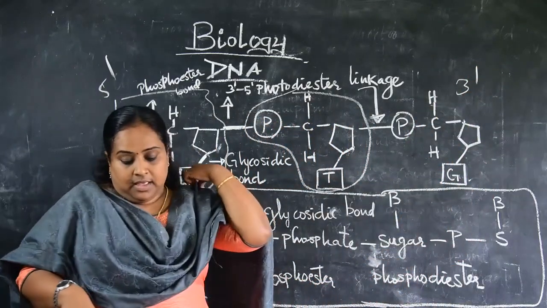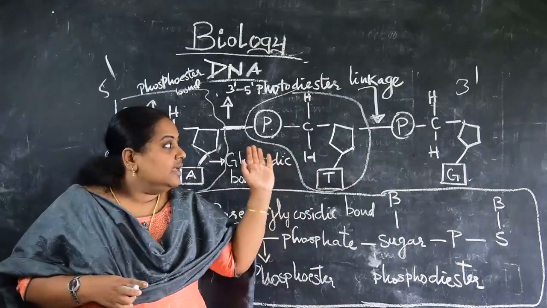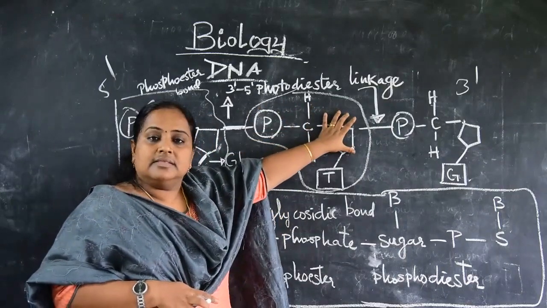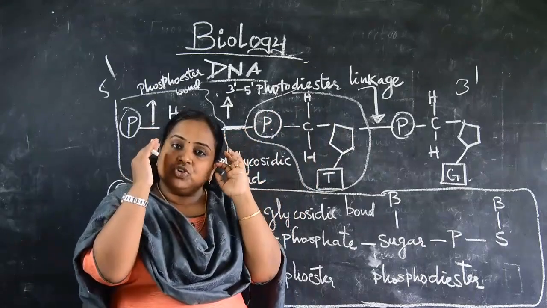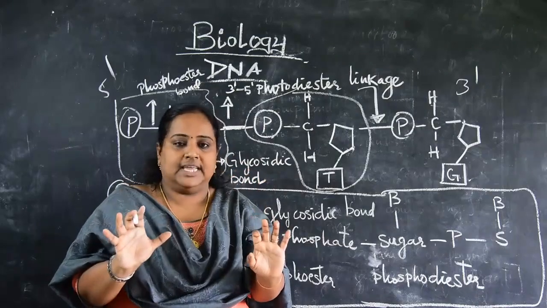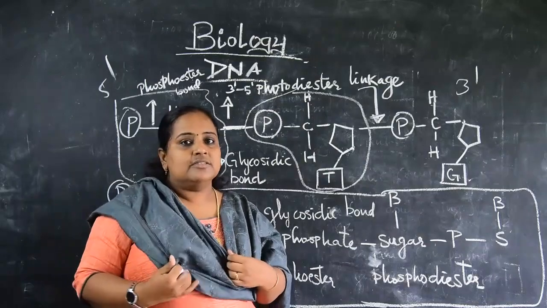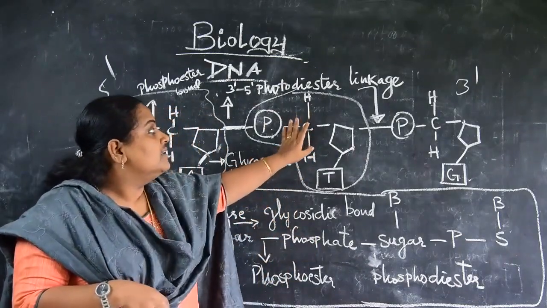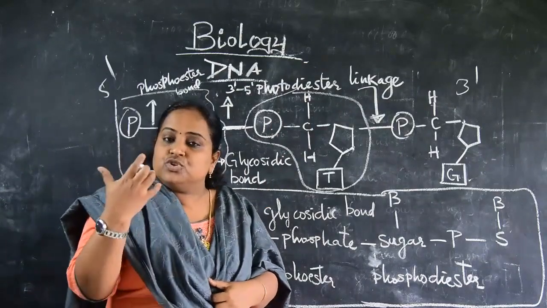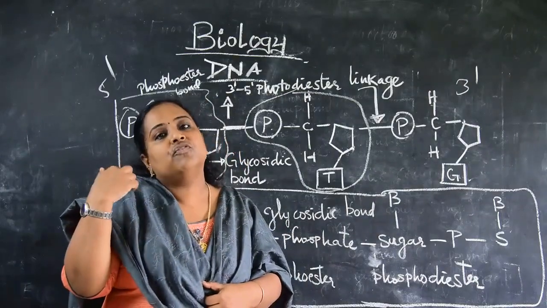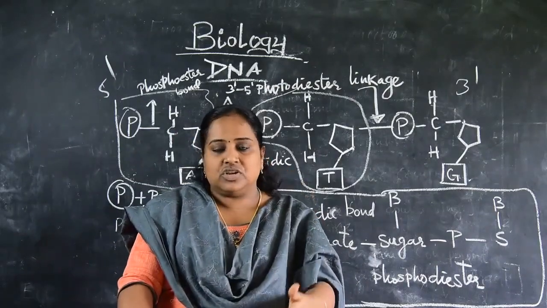Next, see this phosphate group and the pentose sugar moiety, these two make up the backbone of a DNA. They are the backbone of a polynucleotide chain. So what makes up the backbone of a polynucleotide chain? The phosphate moiety and the sugar moiety. That is what you have to remember. Now we will see the double helix structure of a DNA.